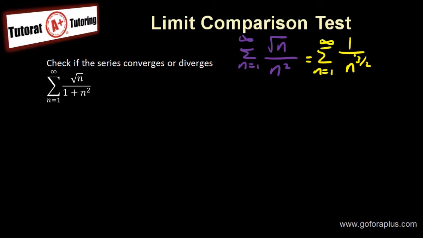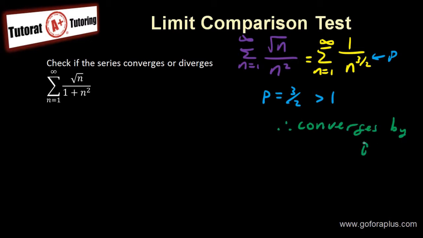Now, you know that this is converging by P series. Why is that? Because p is basically your 3/2. P is equal to 3/2, which is bigger than 1. So therefore, my series converges by P series. Now that I know something that I want to compare is converging, I want to take the limit.